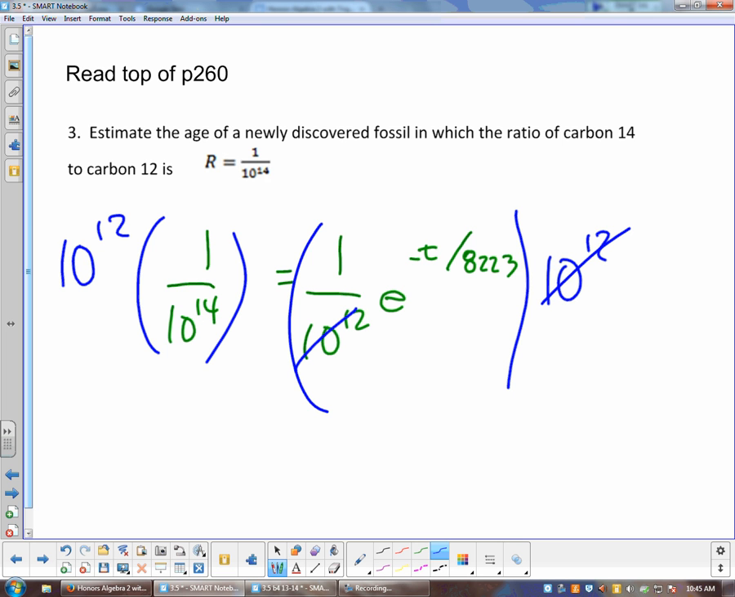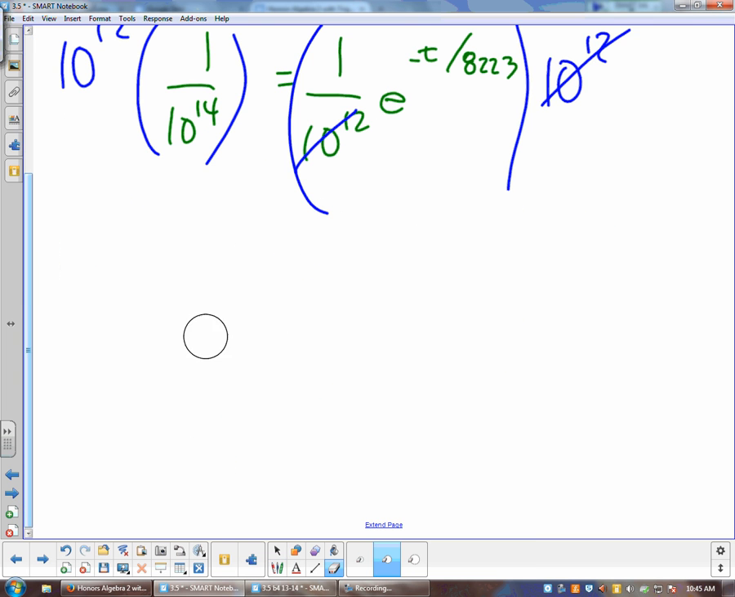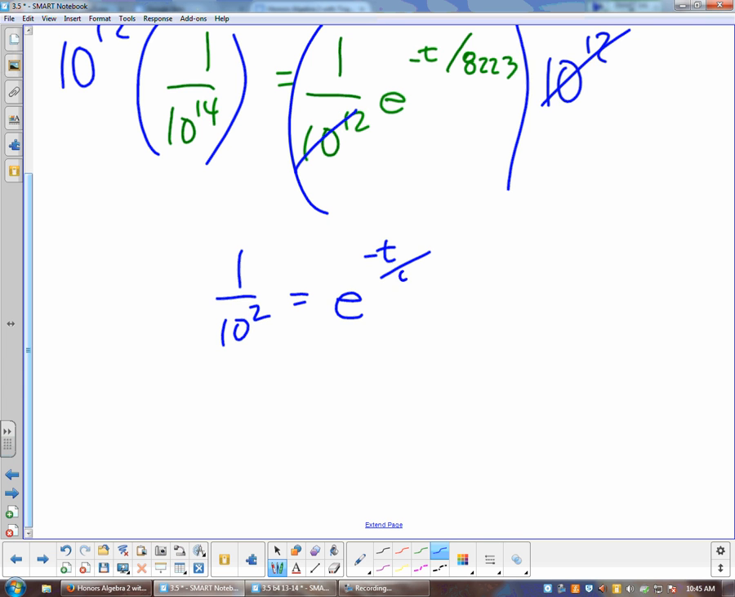So this divides out with this. And what is 10 to the 12th divided by 10 to the 14th? I got 1 over 10 to the second, which is really 1 over 100. So I have 1 over 100 equaling e to the negative t over 8,223. Do you know what to do to solve this? Put it in natural log form.